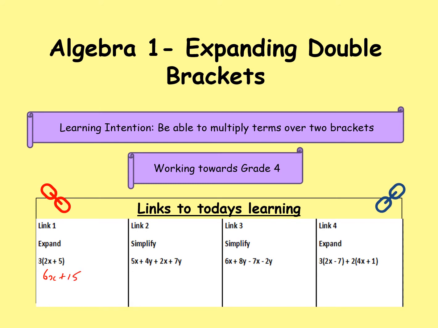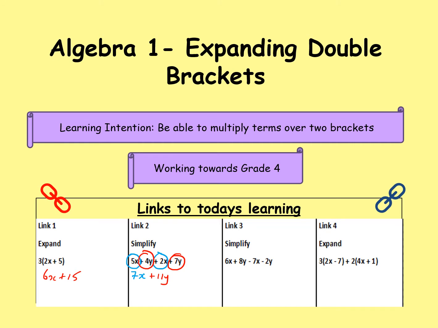Question 2 then, simplify. So we're going to collect the like terms first of all. So remember to collect the x's first. So we'll put a circle around the 5x. Put a circle around the 2x. Now remember to put a circle around the sign in front of the 2x because we're adding 5x plus 2x, which is 7x. And then we're going to put a circle around the 4y. So we've got the plus 4y plus the 7y. So that is going to be plus 11y.